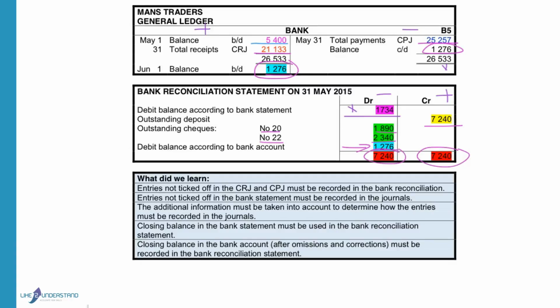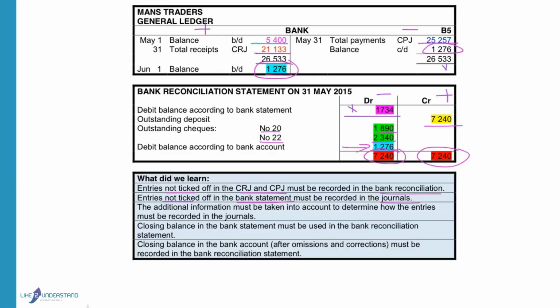What did we learn today? When the cash receipts and cash payments journal and the bank statement is provided, entries must be ticked off to determine which entries appeared in the books of the business and in the books of the bank. Then entries that were not ticked in the journals must be recorded in the bank reconciliation statement. Entries not ticked in the bank statement must be recorded in the journals. Additional information must be taken into account to determine how the entries must be recorded in the journals.